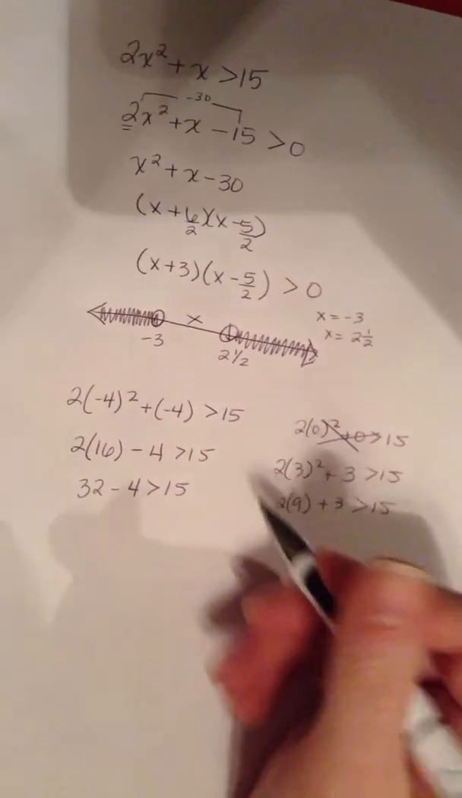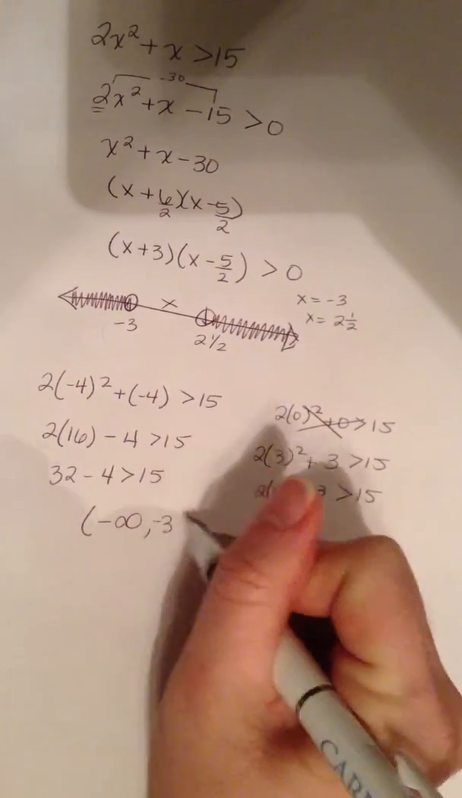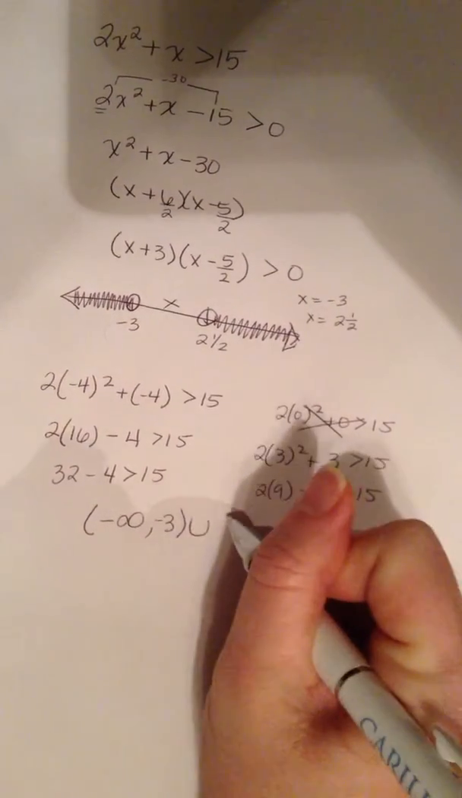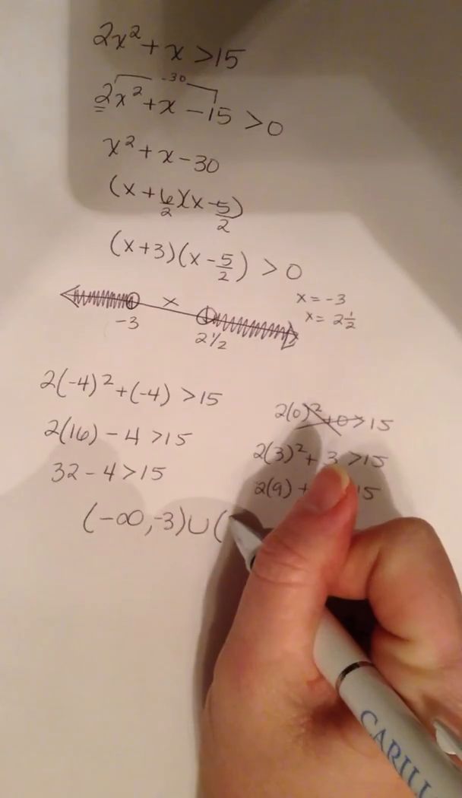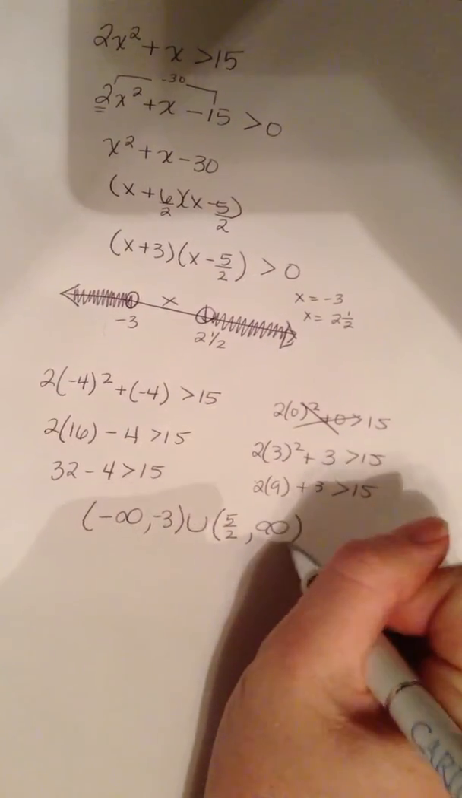If I were going to write this in interval notation, it would be negative infinity to negative 3, not included, in union with 5 halves to infinity, not included.